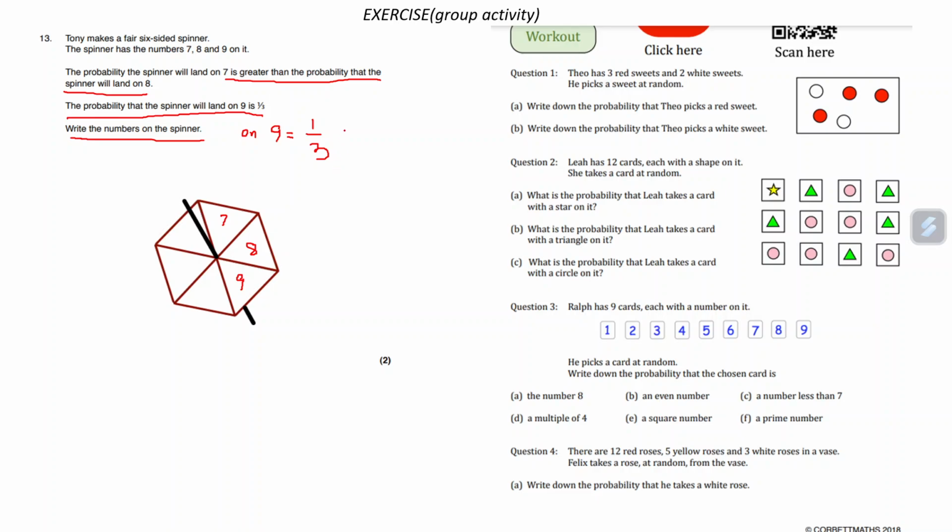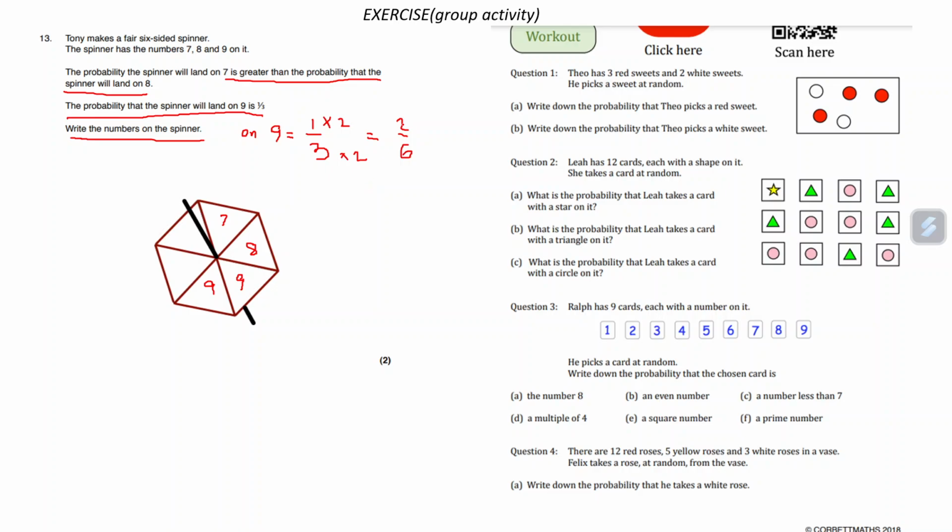So we need to multiply each side by what? By 2. You multiply this by 2, you multiply this by 2. So that will be 2 over 6. Meaning the 9s here will be appearing 2 times. So we'll put another 9 here. Invariably, if you simplify 2 over 6, it will give you 1 over 3. Therefore, the 9 is appearing twice out of the 6 sides.